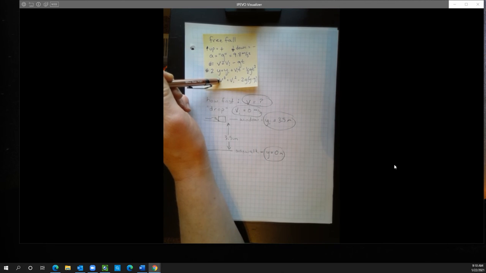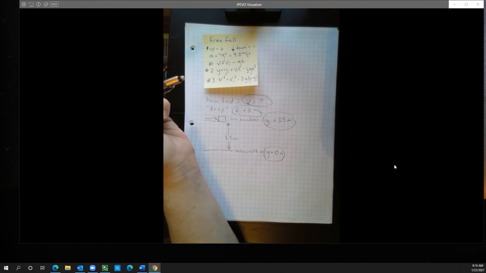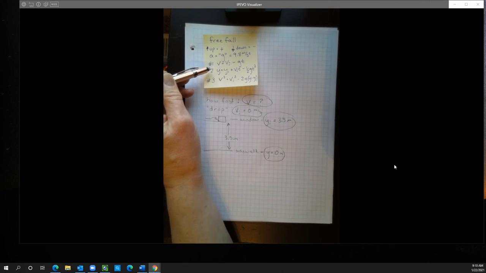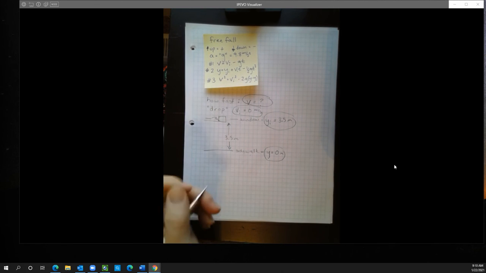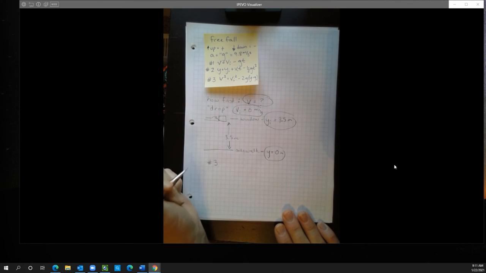V ending, that's what we want to know. It's squared, but we can take the square root of whatever answer we get. V starting we know is 0. G we know is 9.8. And starting and ending position we also know, 0 and 3.5 meters. So I can do this in 2 steps, solving number 2 for time, then using that time in number 1, or I can do it in 1 step using equation 3. Being a lazy physicist, I tend to like to do things in 1 step if it's possible.